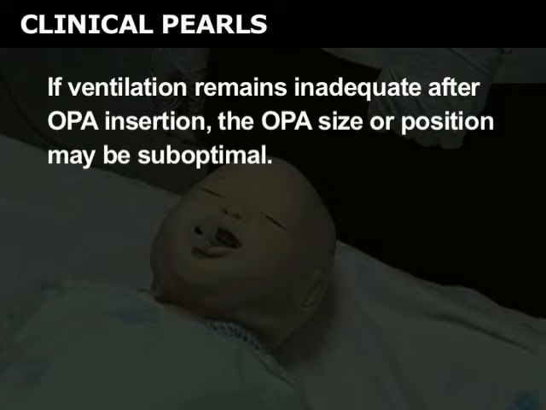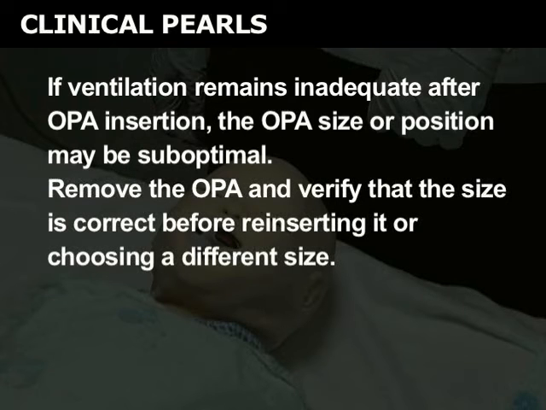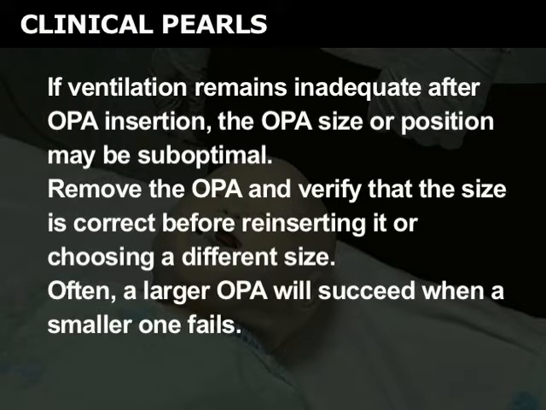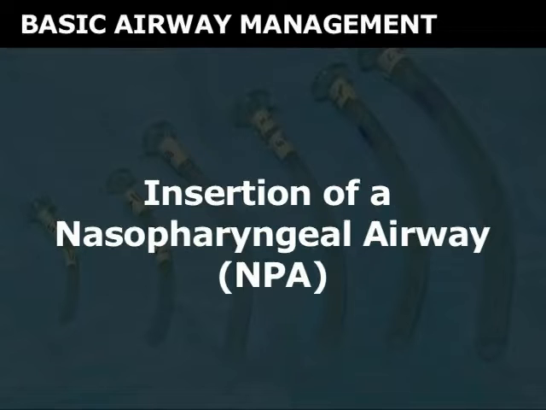If ventilation remains inadequate after OPA insertion, the OPA size or position may be suboptimal. Remove the OPA and verify that the size is correct before reinserting it or choosing a different size. Often, a larger OPA will succeed when a smaller one fails.